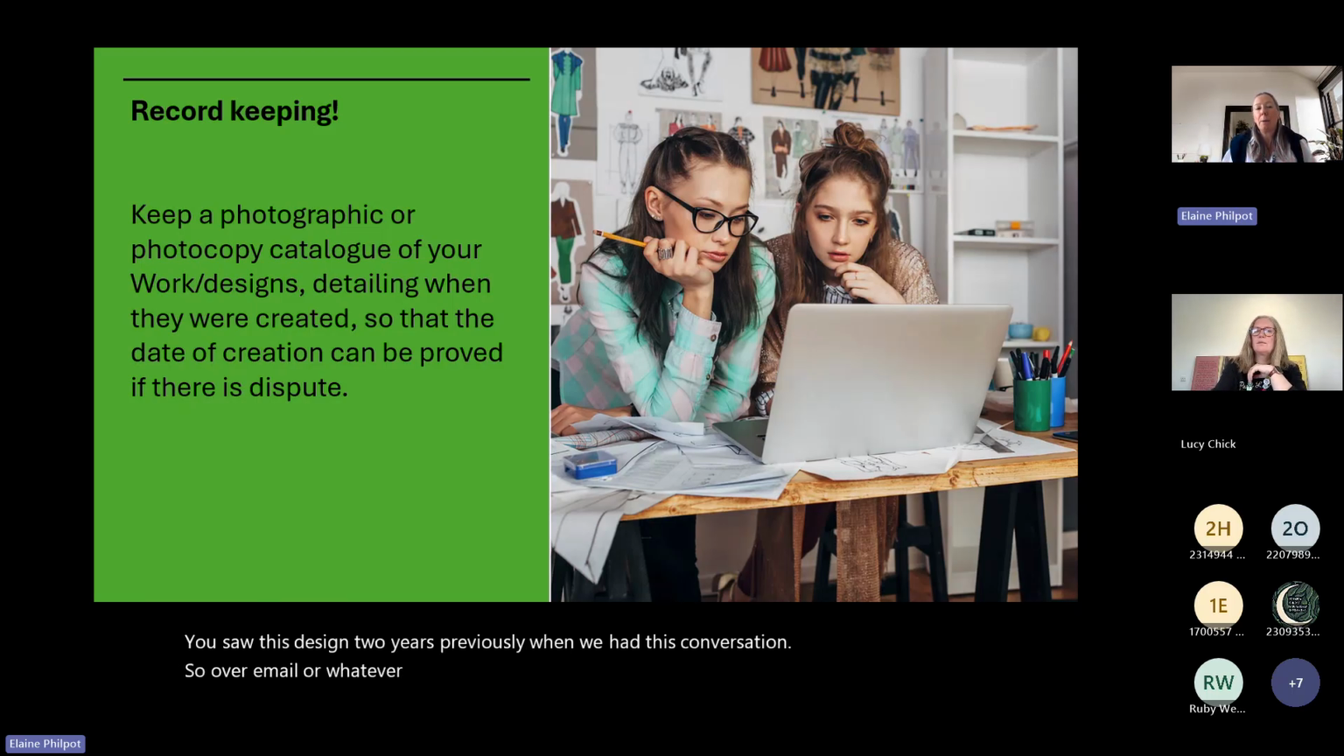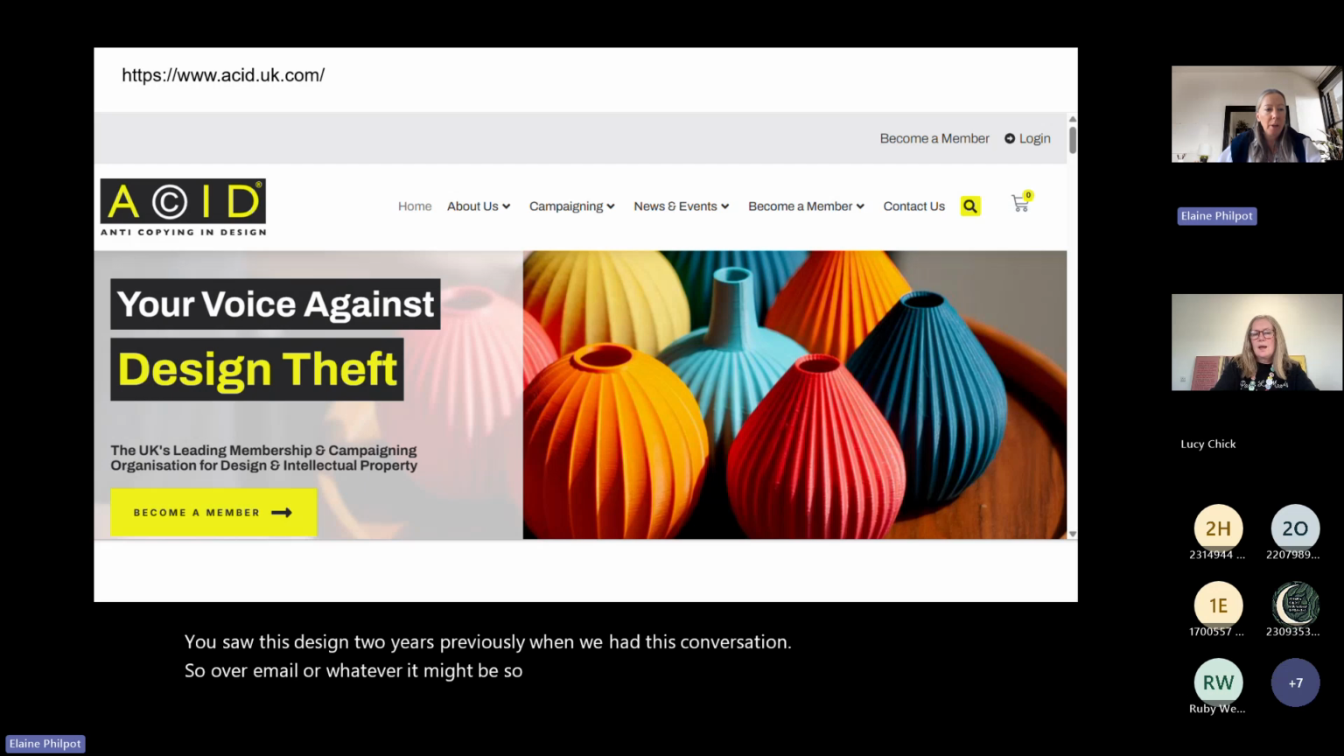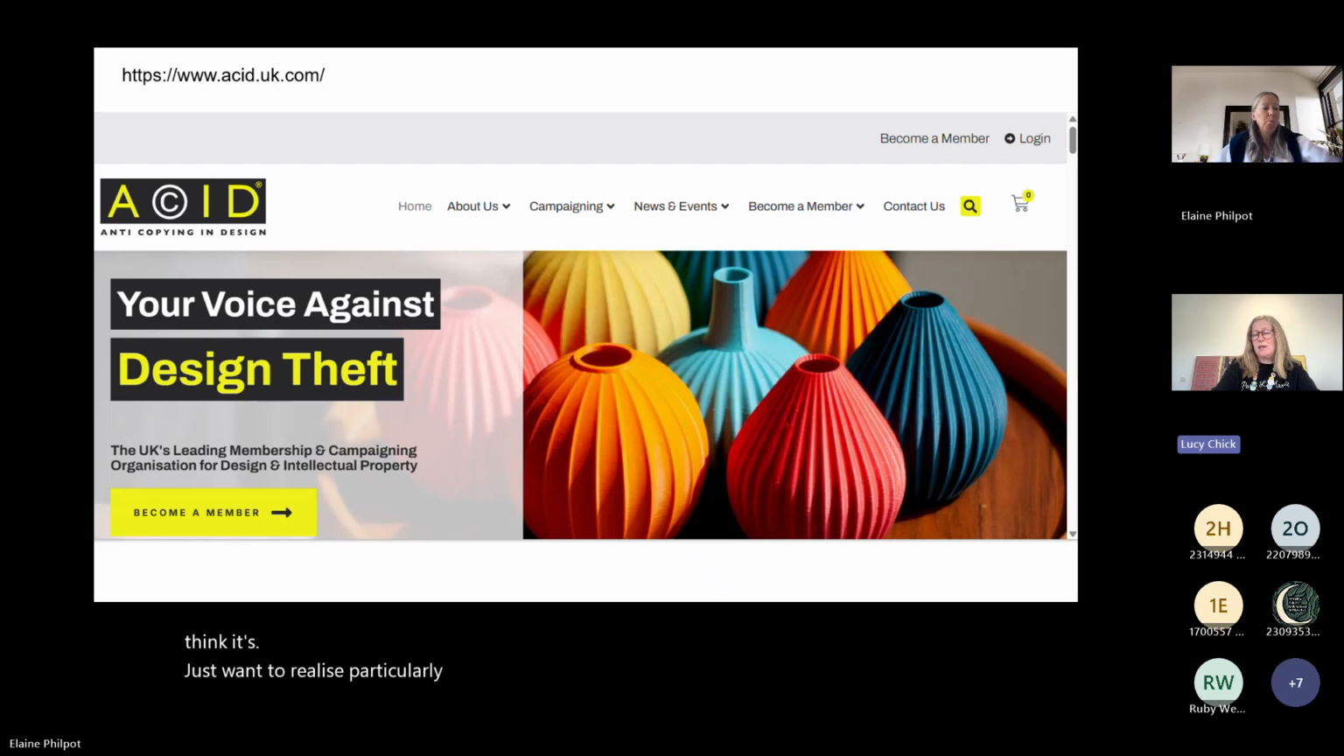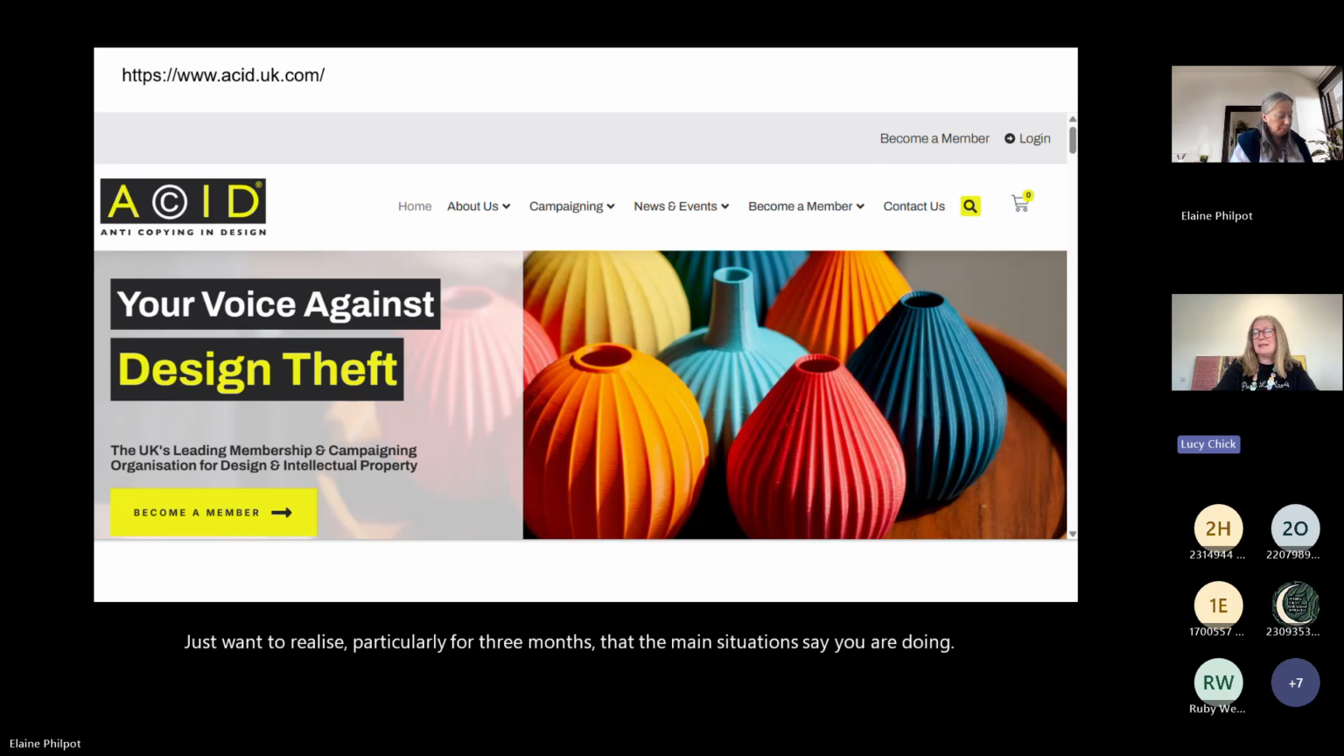So tracking and keeping records is really important. I think it's also important to realise, particularly if you're freelance, that there may be some situations, say you are doing graphic design and packaging ideas and you're going into someone else's office and you're designing as part of their design team and they're paying you freelance.